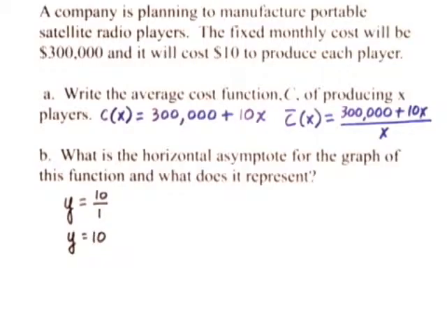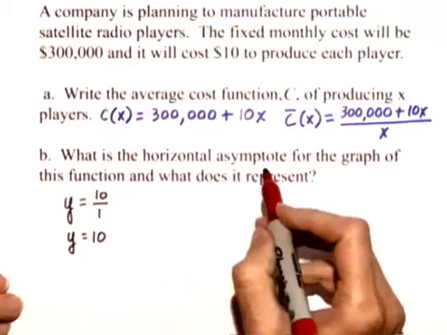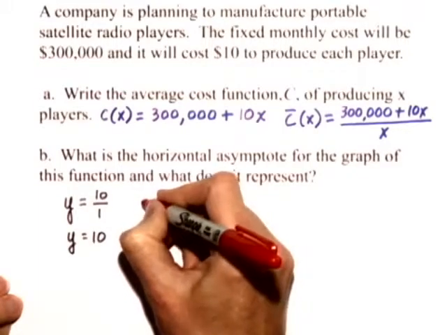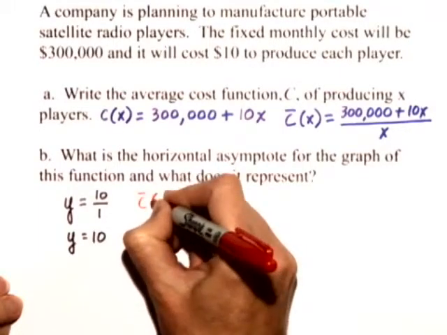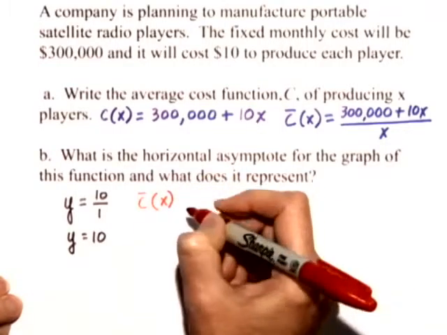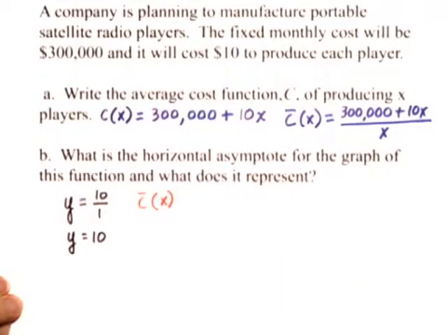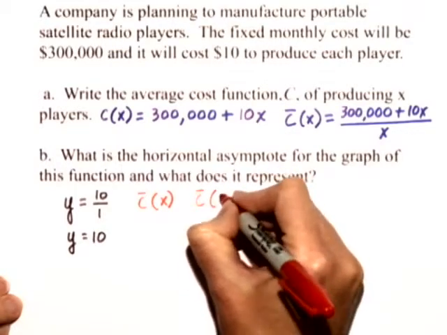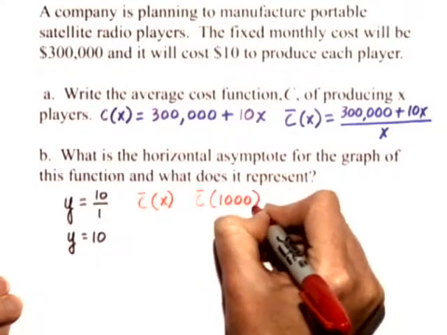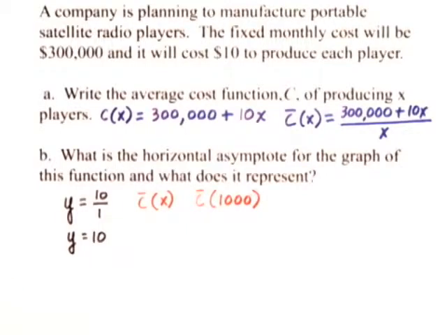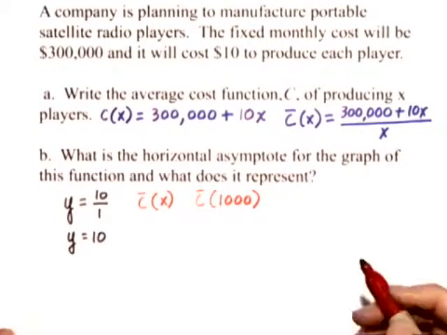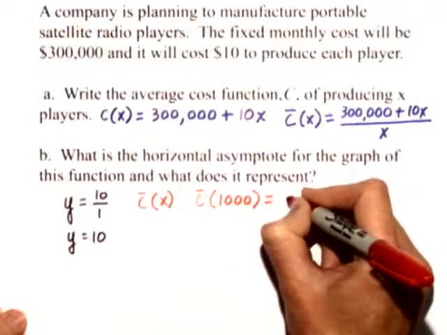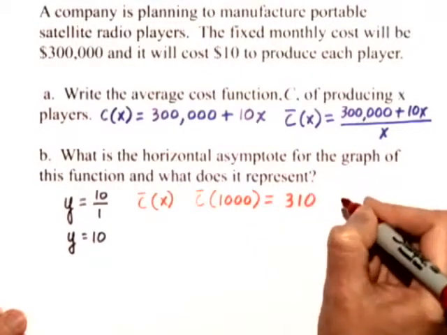Well, before I answer that question, let's just investigate the average cost function a little bit more. Let's say we want to define the average cost, C bar of X, when X is equal to 1,000. So let's find the average cost of producing, say, 1,000 of these portable satellite radio players. If we substitute 1,000 in here and calculate it, we'll get a cost of $310.